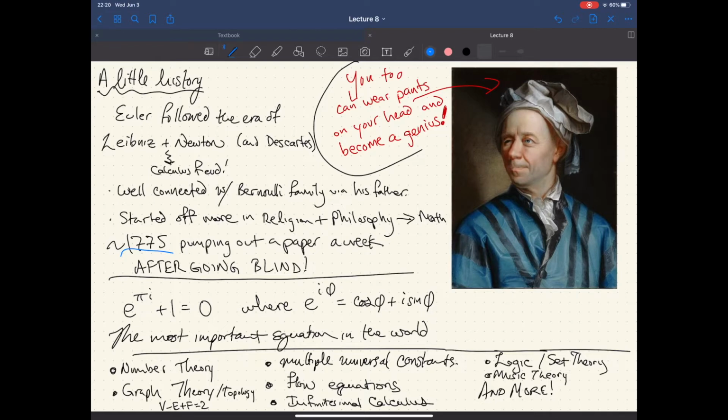So Euler's heyday, I guess you could say, was after he went blind. Okay, so this dude goes blind and still is pumping out a paper a week. It's ridiculous. This guy is absolutely crazy. You should look him up sometime. Started off in religion and philosophy and then moved into math. Pretty much pure math, actually. But he also has some applied stuff. And the stuff that he comes up with ends up getting used everywhere. This is how math works.